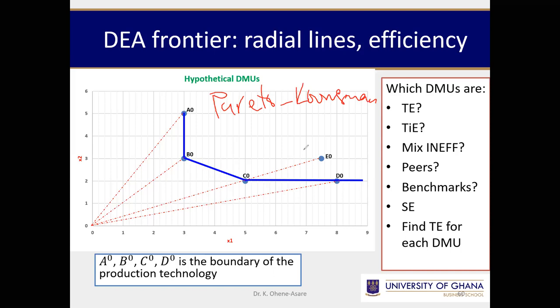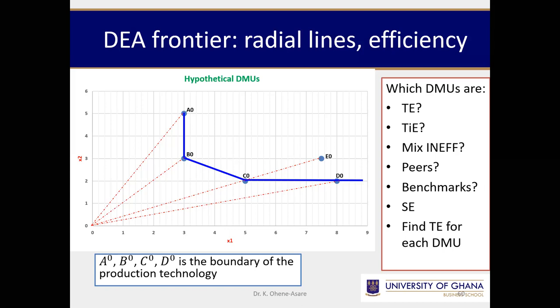So what do we mean by that? Okay, so which DMUs are real? A, B, C, D, E. All of them are real. Take note. All of these DMUs are real DMUs, because you can see them, because we had the data for them. They are real. They are not hypothetical.